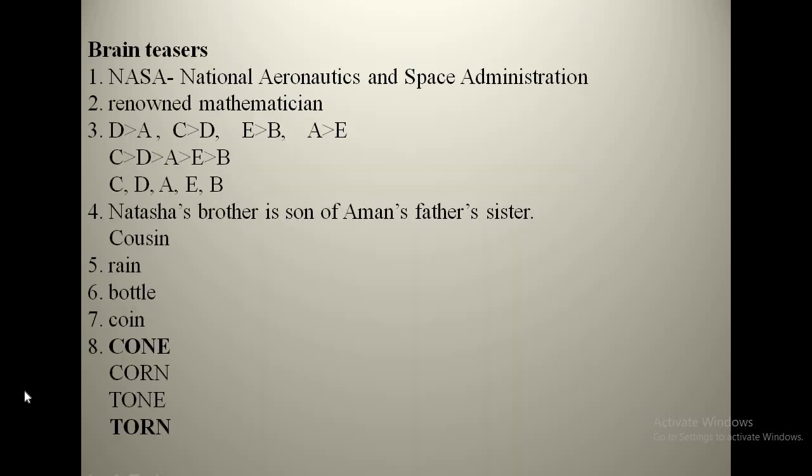Here are the answers, right? But in answer number 4, please make the correction. Natasha and Aman are cousins, but Aman's father is uncle of Natasha, right? And the rest of the answers remain the same. Kindly note down the answers in your book.